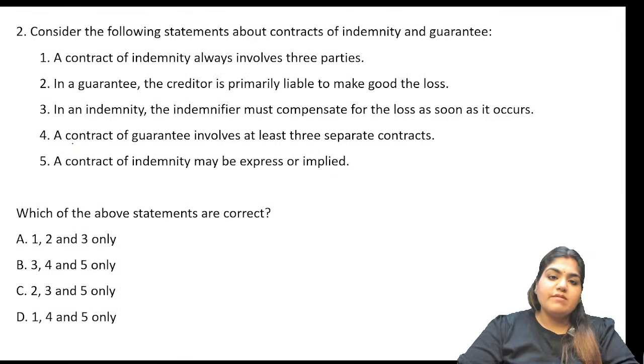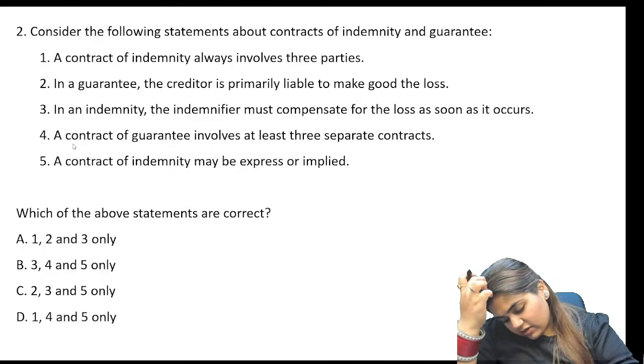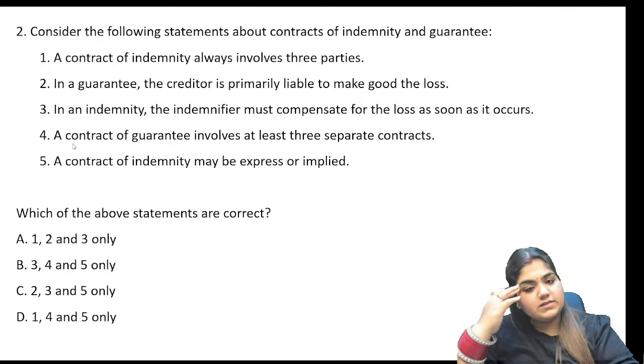Which of the following statements of the contract of indemnity and guarantee are correct? Guarantee involves 3 parties, indemnity involves 2 parties. Statement number 1 is incorrect. The moment statement number 1 gets incorrect, we eliminate A and D.